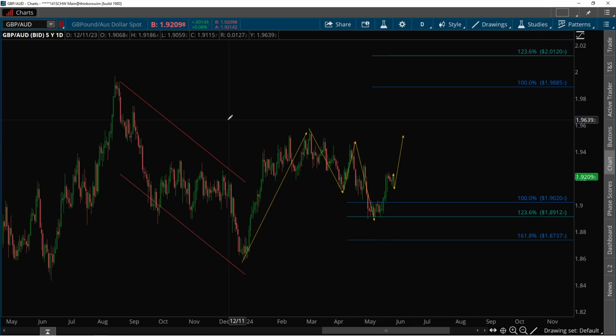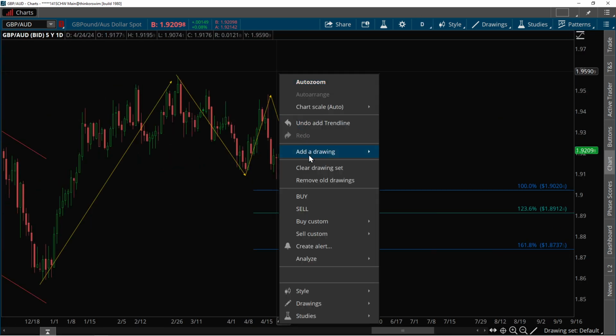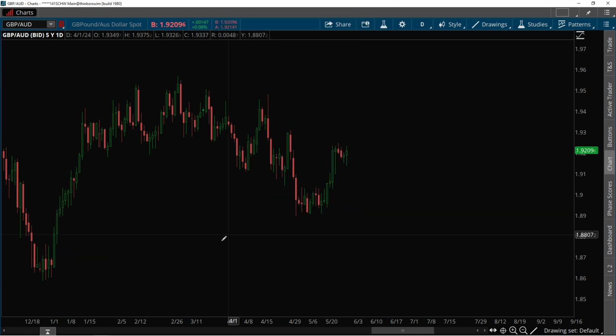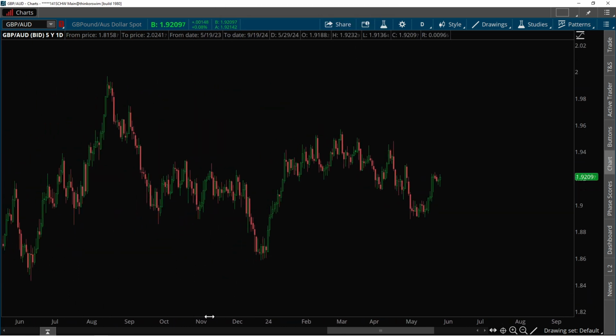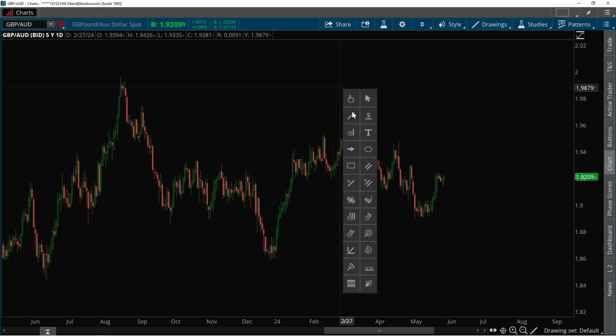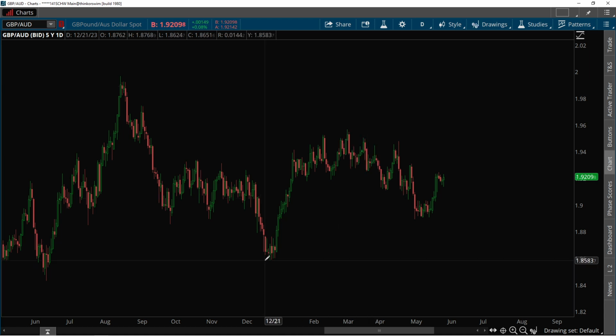So daily chart. What do we got? I'll clean this up. You're looking to buy this thing, right? You're looking for a minimum target of 700 pips. Right there. That's what you're looking for.